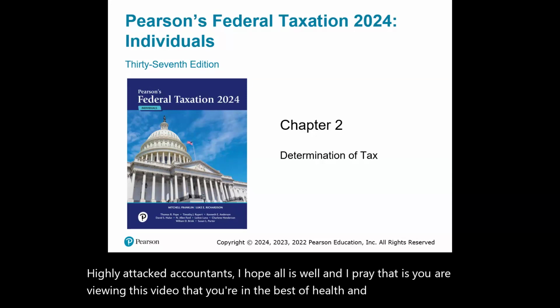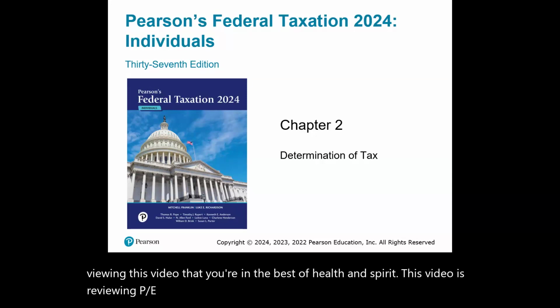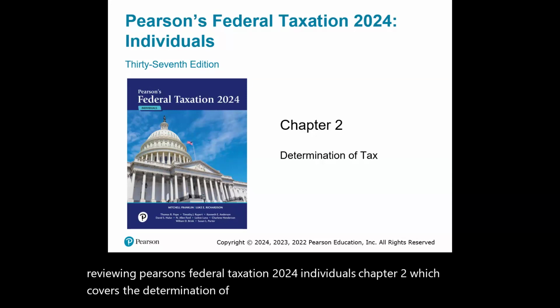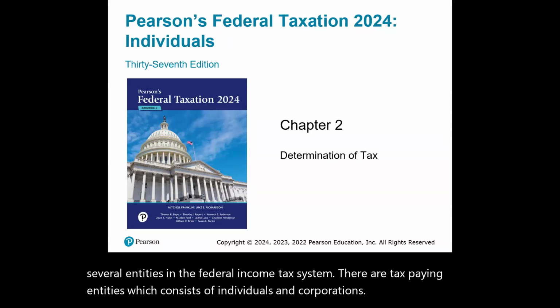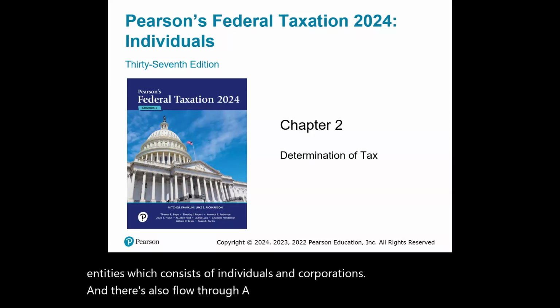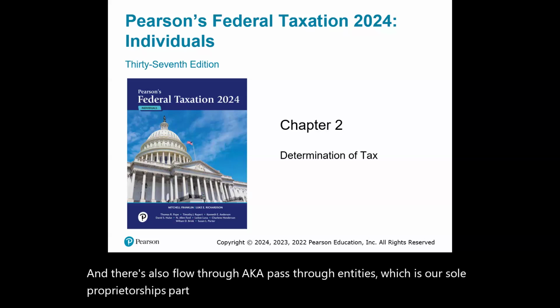This video is reviewing Pearson's Federal Taxation 2024 Individuals Chapter 2, which covers the determination of tax. As we learned in Chapter 1, there are several entities in the federal income tax system. There are tax-paying entities, which consist of individuals and corporations, and there are also flow-through, aka pass-through, entities, which are our sole proprietorships, partnerships, LLCs and LLPs, as well as S corporations.